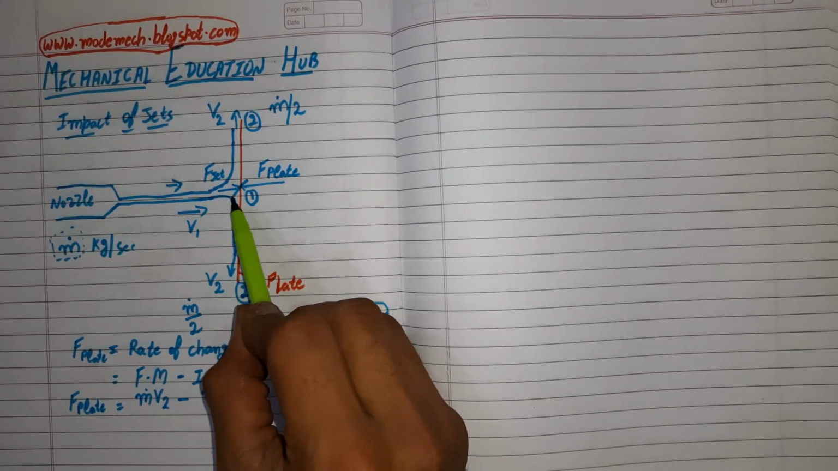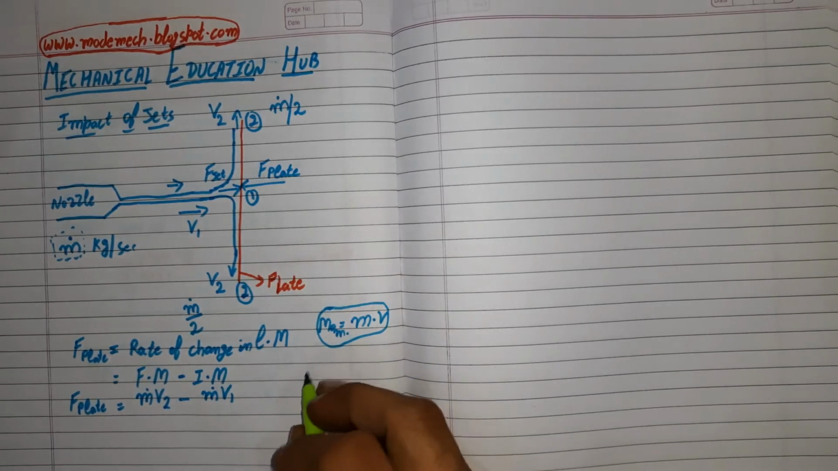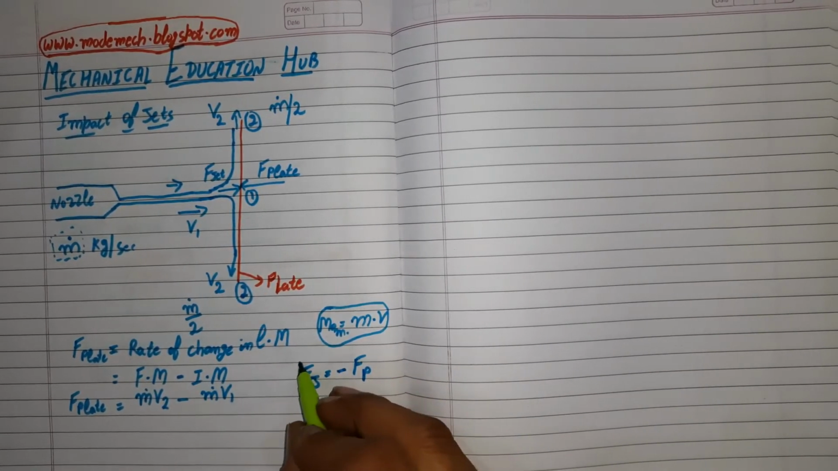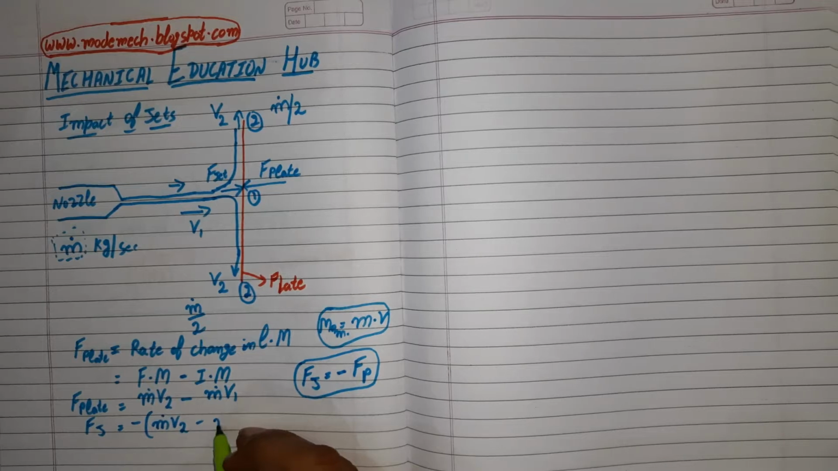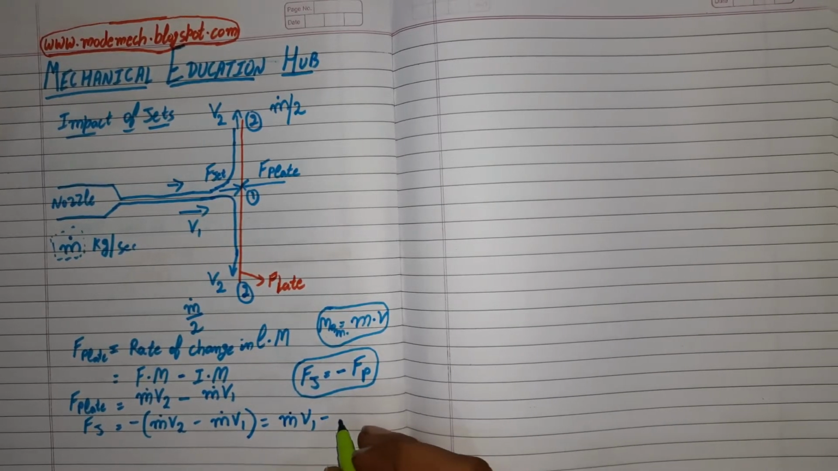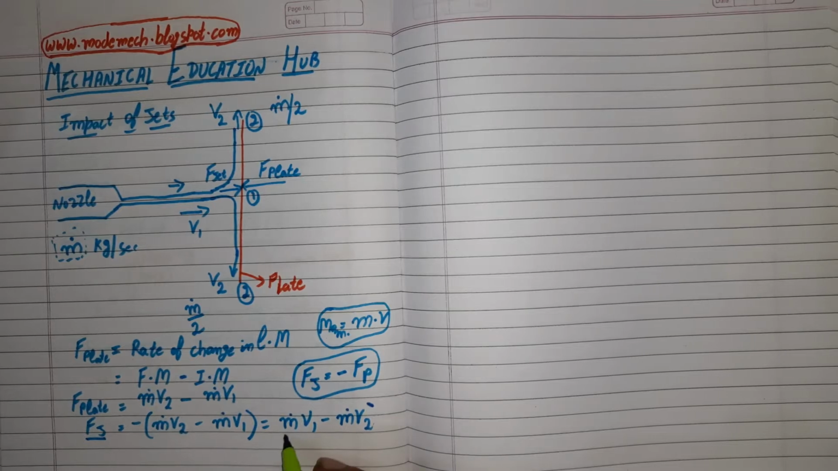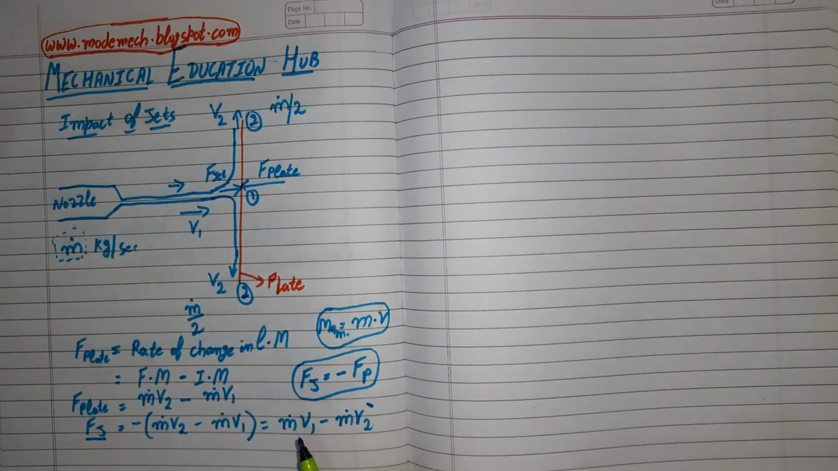We know the force of the water jet and the force on the plate are equal and opposite action and reaction forces. So we can conclude that the force of the jet will be equal to the negative of the force on the plate. So the force due to the water jet will be negative of (m dot v2 minus m dot v1), which further will be equal to m dot v1 minus m dot v2. So the force of the jet is m dot v1 minus m dot v2. This is the basic principle we will use behind the calculation of impact of water jets.